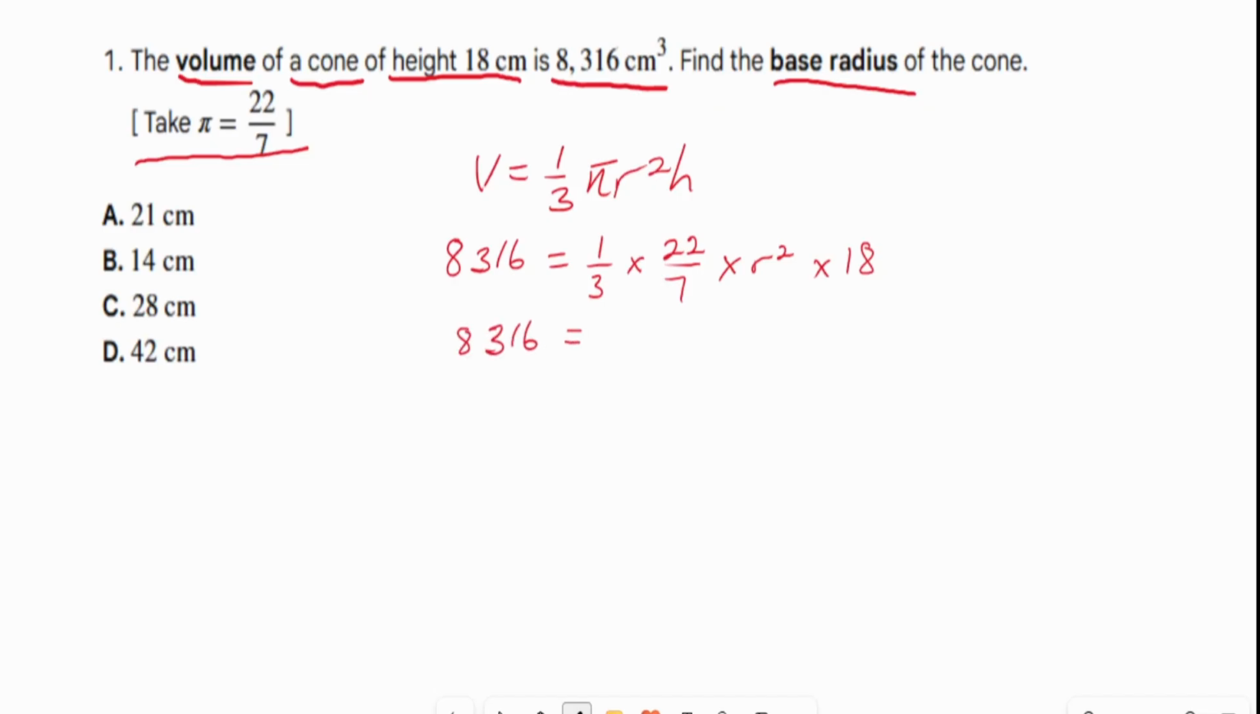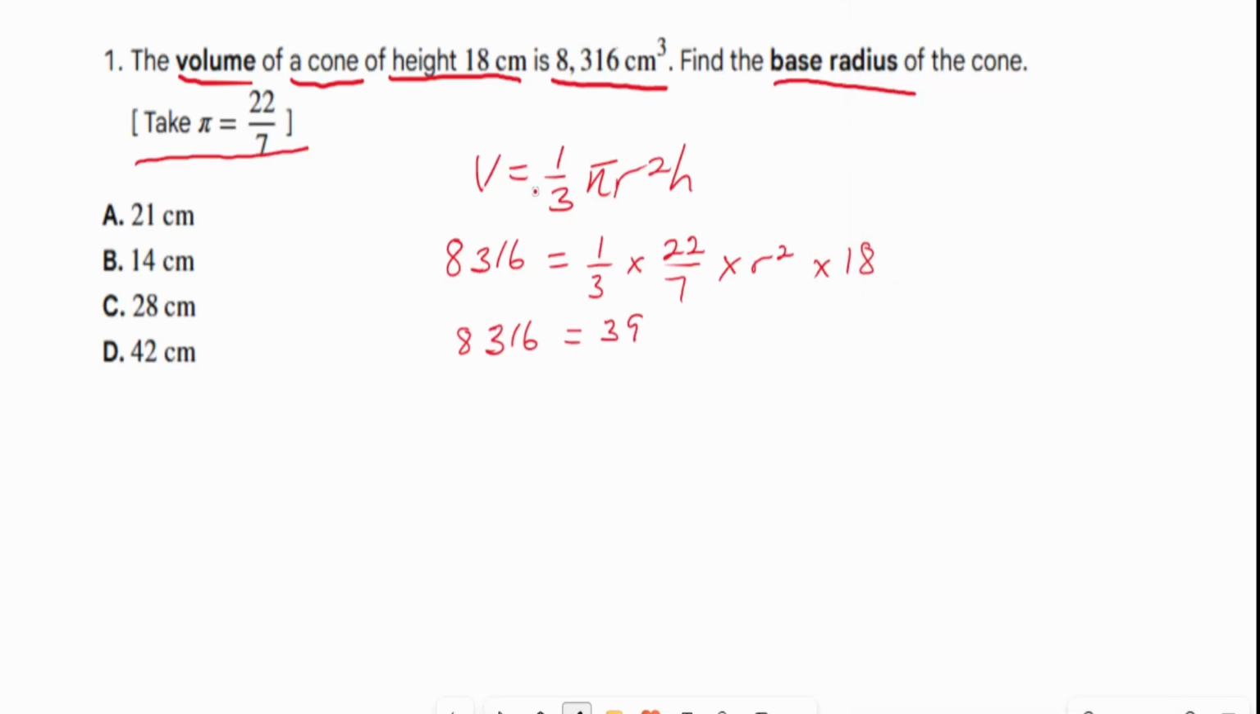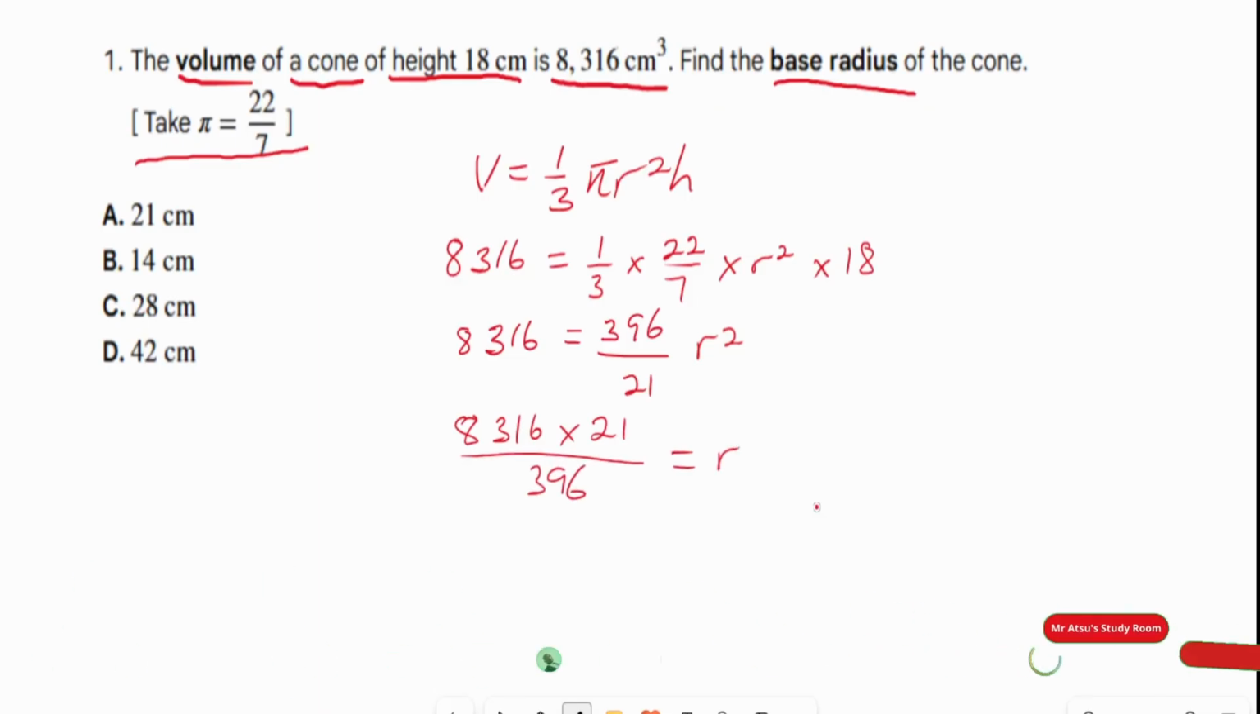And this becomes 8,316 equals, let's multiply all the numbers. We'll do 22 times 18 first. 22 times 18 equals 396. So 396 over 3 times 7 is 21 r squared. To make r squared a subject, this comes here to multiply this, and then this 396 comes to divide both of them. So that will give us 8,316 times 21 over 396, and this will be equal to r squared.